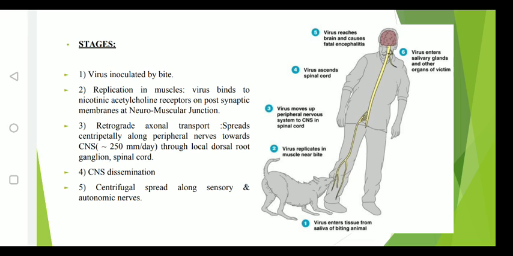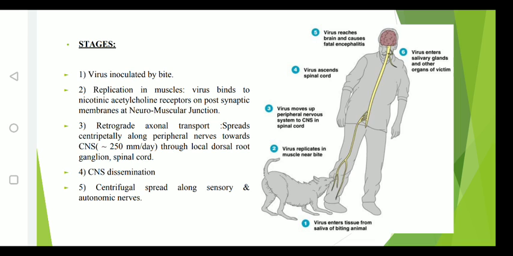This virus will be moving towards the central nervous system, and it will be binding to the receptors on the postsynaptic membrane at neuromuscular junctions. So this virus moves from the particular bite area towards the central nervous system, binding the receptors on the postsynaptic membrane in the neuromuscular junction. Then once it has entered the central nervous system, the virus ascends the spinal cord.